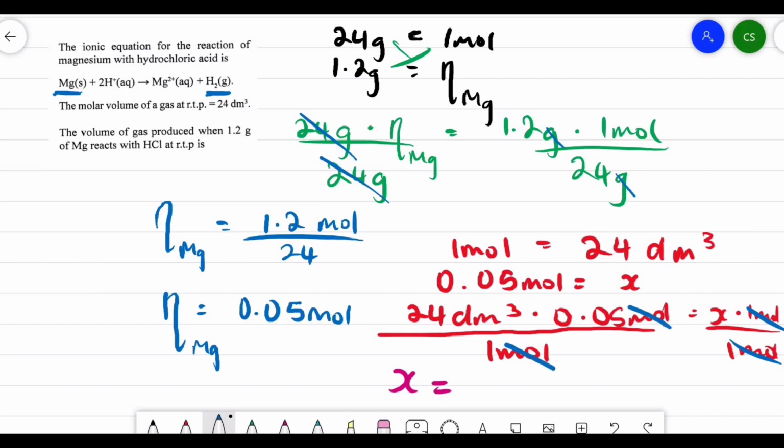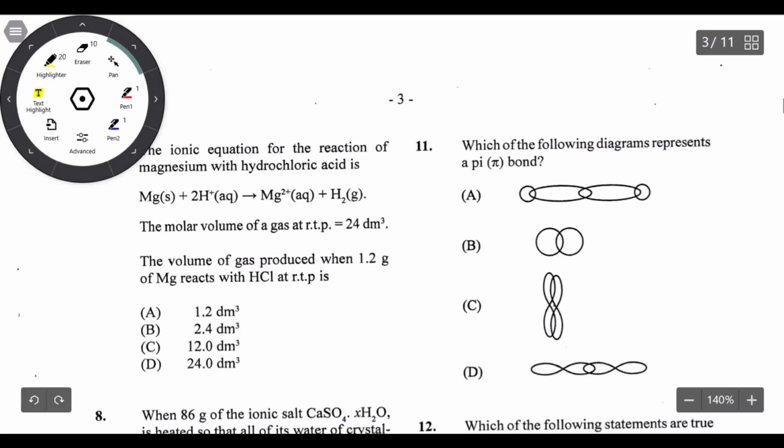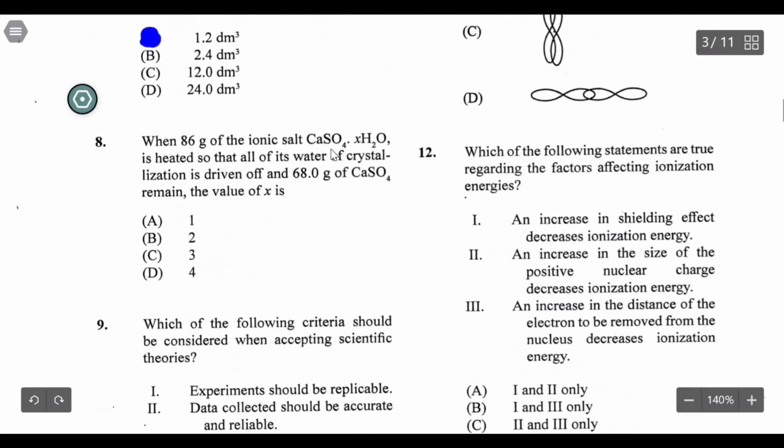the moles cancel moles on this side. So 24 times 0.05, which is 1.2, and we're left with the unit decimeter cube. Alright, so that's equal to 1.2 decimeter cube. So the answer for this would be A. Okay, I hope that was clear.